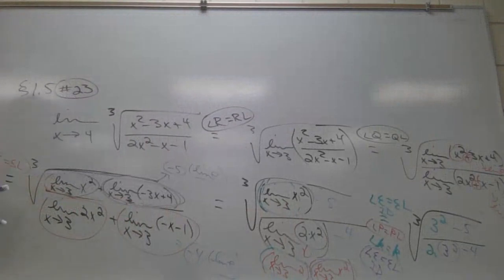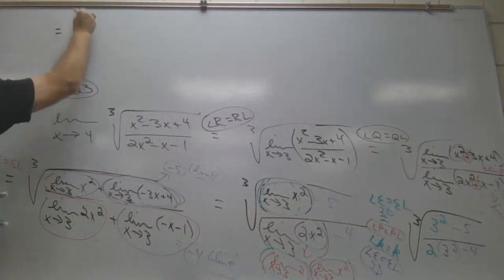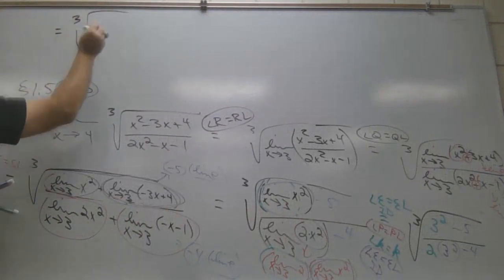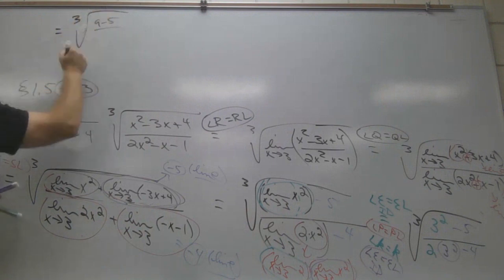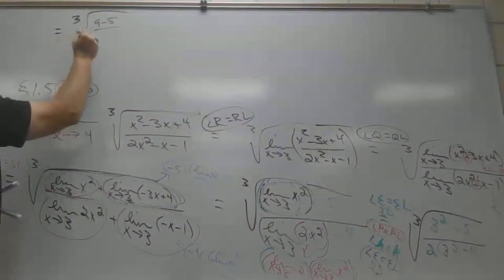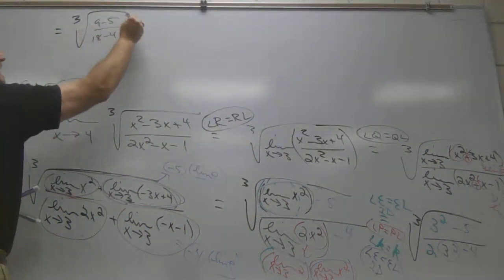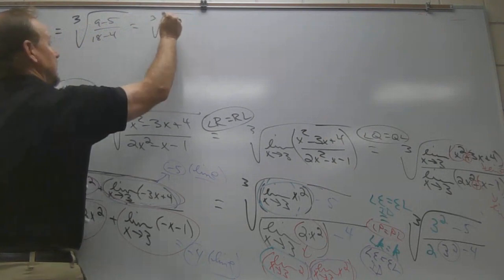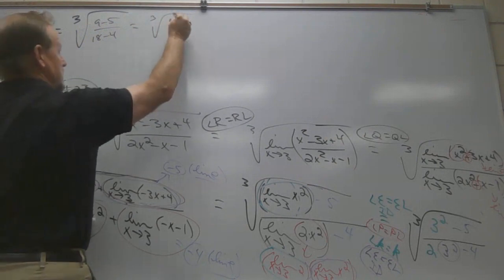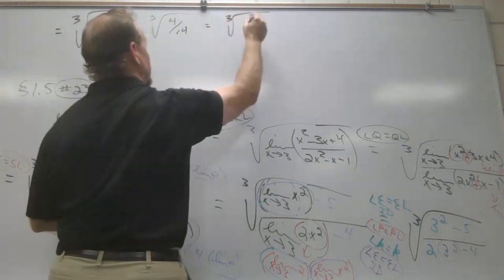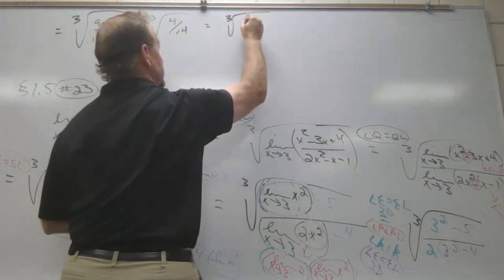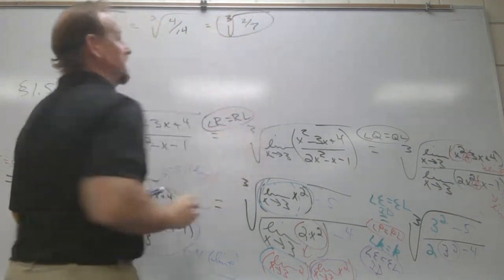So what's this limit equal? The cubed root of 3 squared minus 5 is 9 minus 5, all over 2 times 3 squared is 2 times 9, which is 18, minus 4. So this is the cubed root of 4/14, which reduces to the cubed root of 2/7, if I did it right.